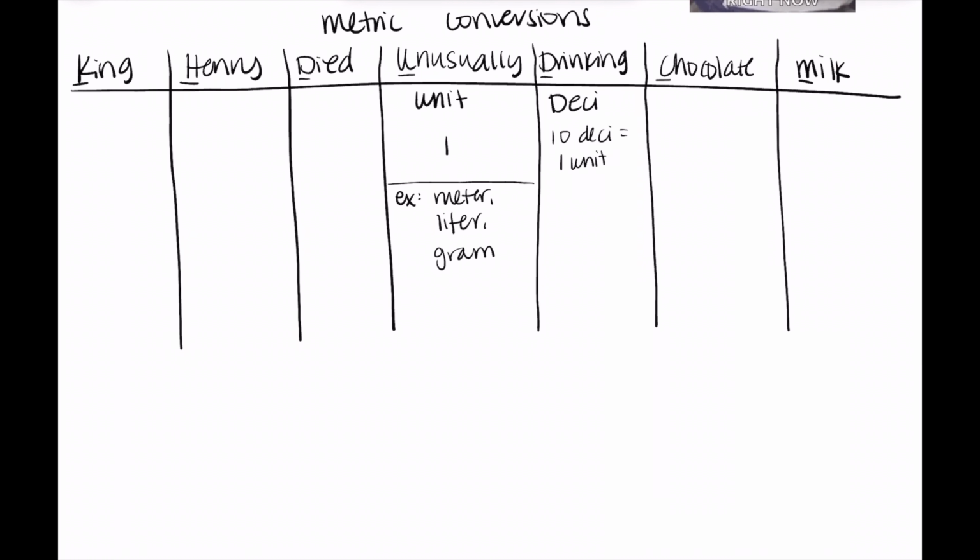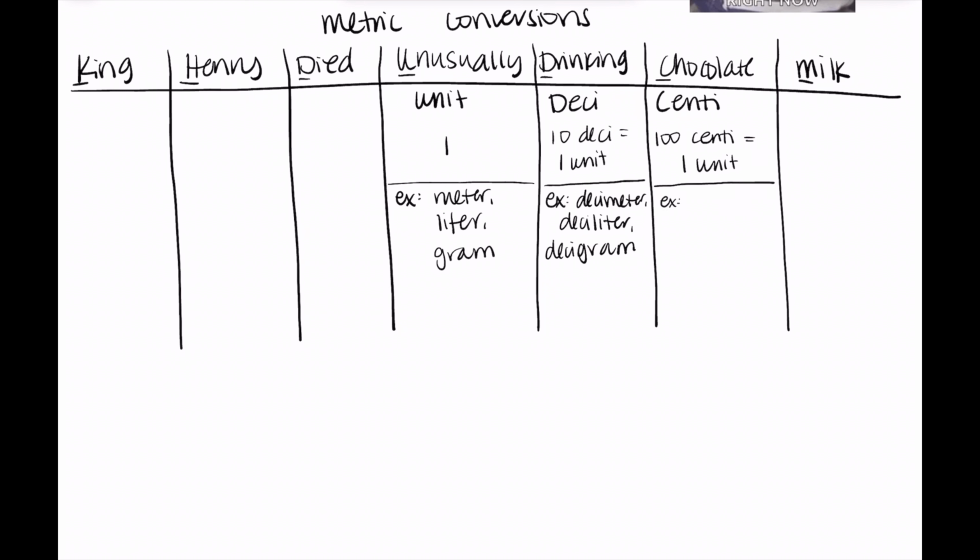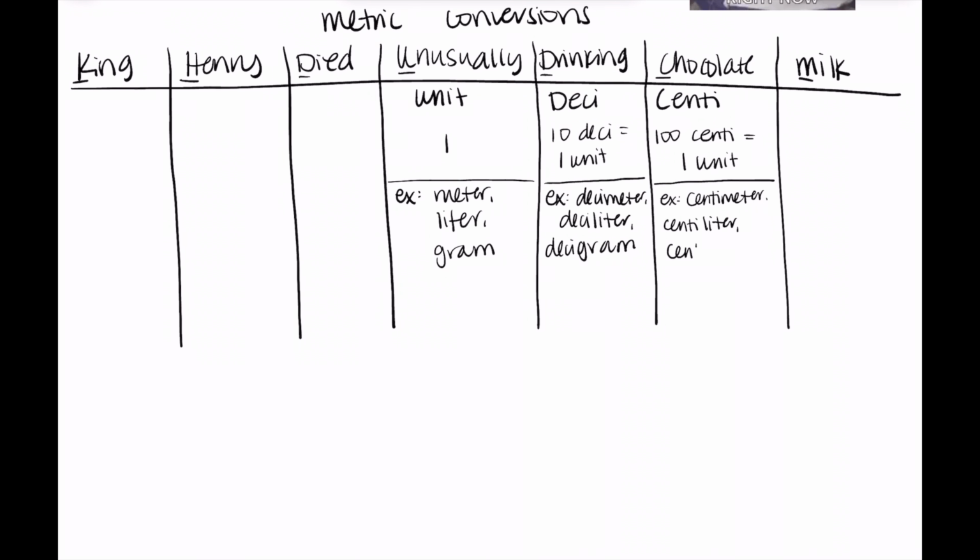Now we're going to move to the right, and the D stands for deci. The conversion here is that 10 decis equal 1 unit. Some examples for deci would be a decimeter, a deciliter, and a decigram. Notice how all of these have that same exact deci prefix. Now we'll continue moving to the right. Now we have our C, and C stands for the centi prefix. For centi, our conversion is 100 centi in 1 unit, and our examples are centimeter, centiliter, and centigram.